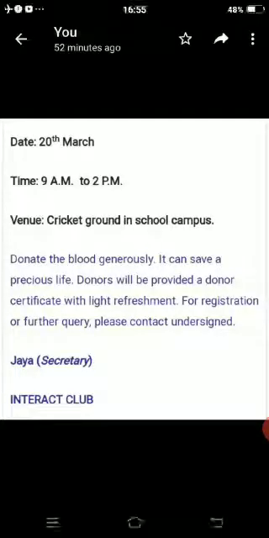And here, what is written under the undersigned? The name of the person who has written it, and its designation is written there in the bracket. The designation is Secretary of the Interact Club. So writing a notice is a very simple thing. All we have to pay attention to is its format. Thank you.